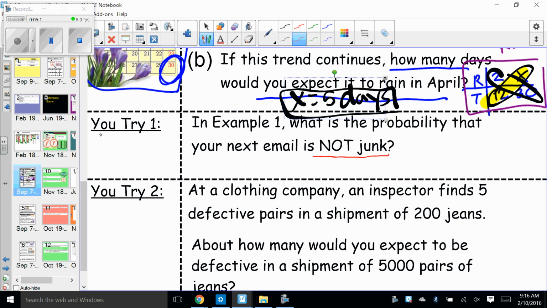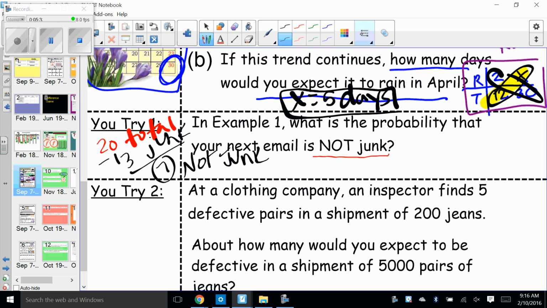So first of all, we should start with saying, if we have 20 total emails and 13 are junk, then the remainder, the emails that are left over, would be 7, and they would be considered not junk emails. So our notation here would be, what's the probability of not junk? That's the event we're talking about. The not junk emails is the event.